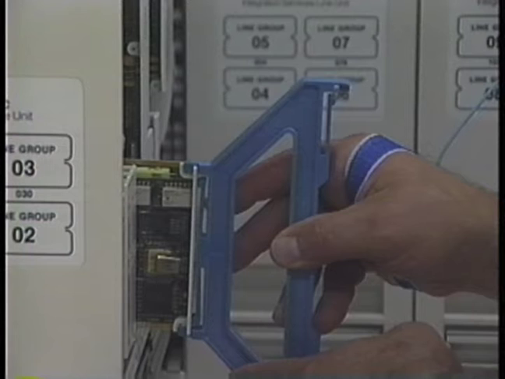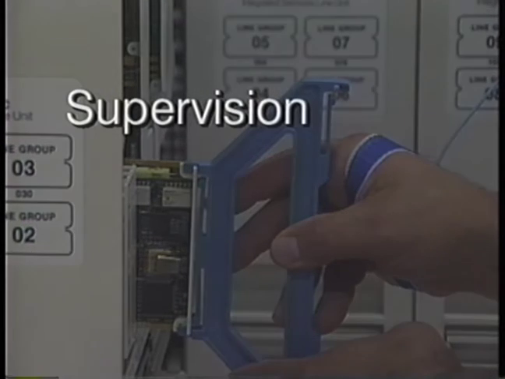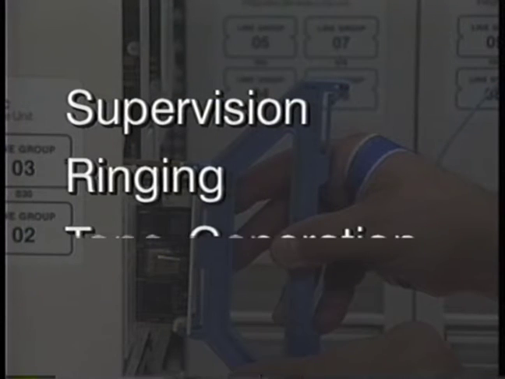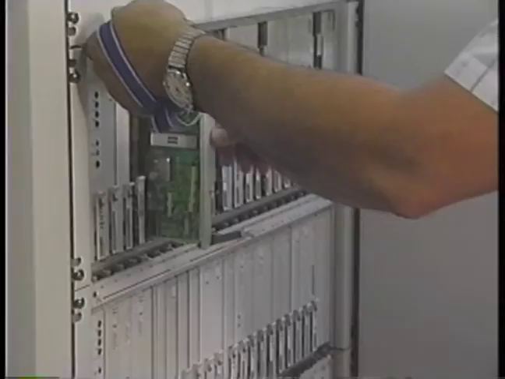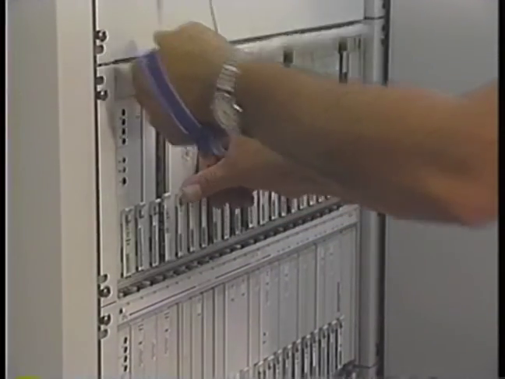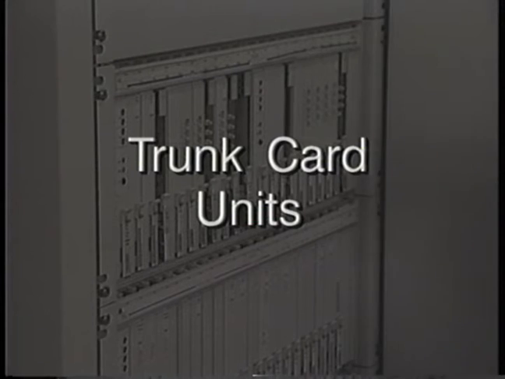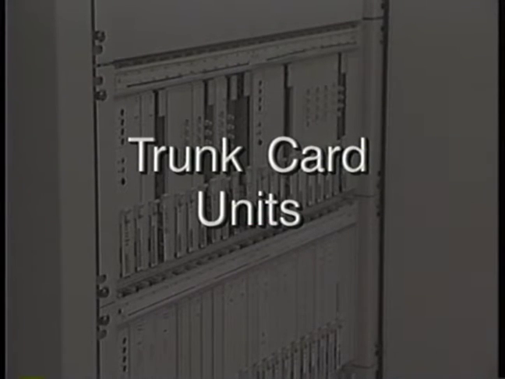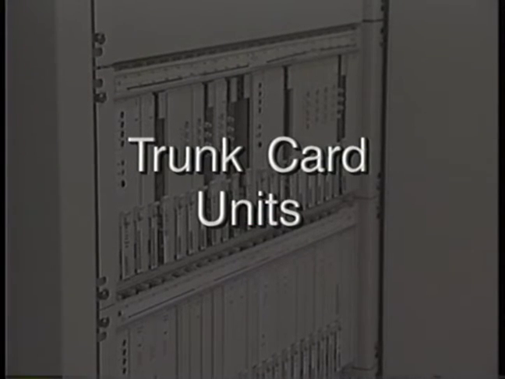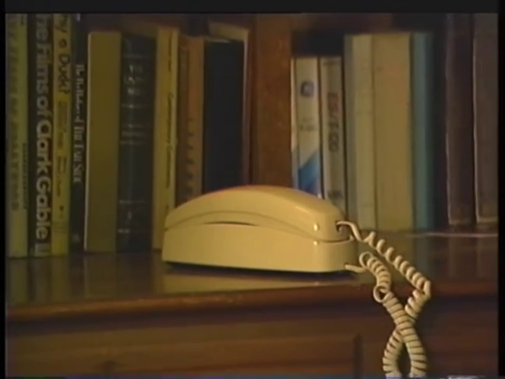During call processing, these devices also perform supervision, ringing, and tone generation. The switching component also contains trunk card units that interface analog or digital interoffice trunks to the switching system. Let's look at how a call is processed through the switch.